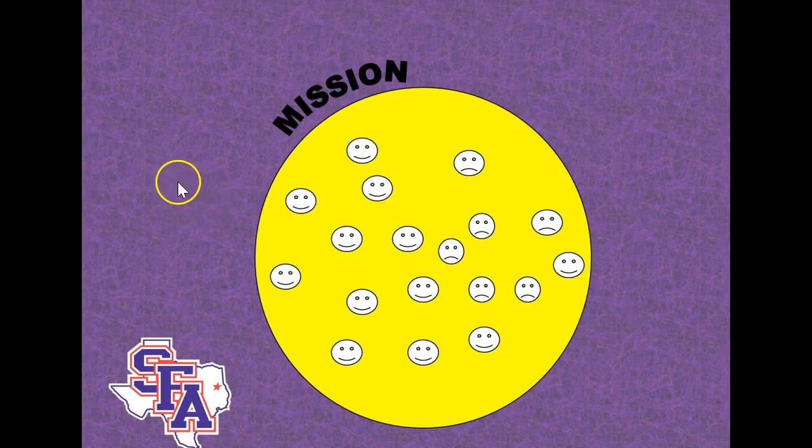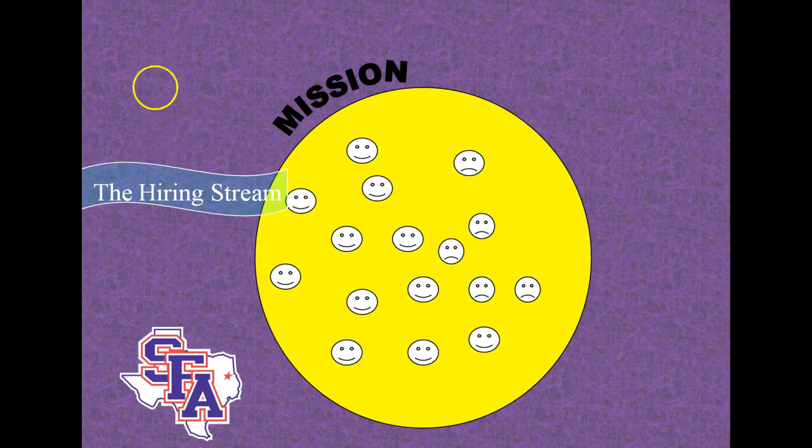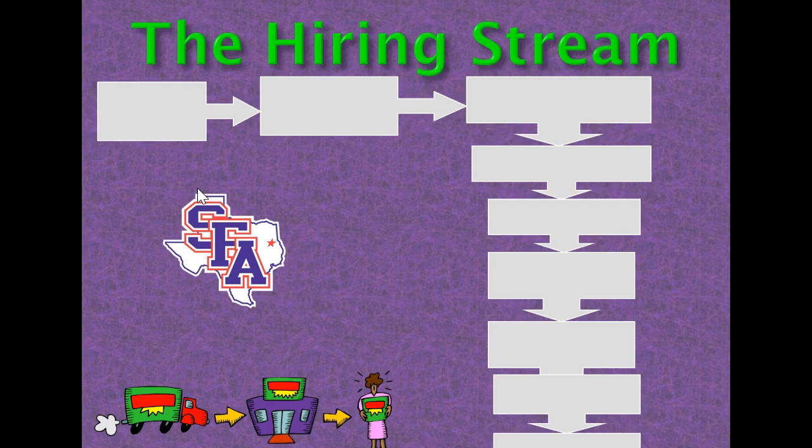So in order to get people into our yellow circled organization, we're going to have to have a hiring stream. The hiring stream is what allows us to get people into our organization. Now, we're going to come back to this basic slide time and time again, and we're going to make it much more complex as we go, but we're going to break out the hiring stream right now.